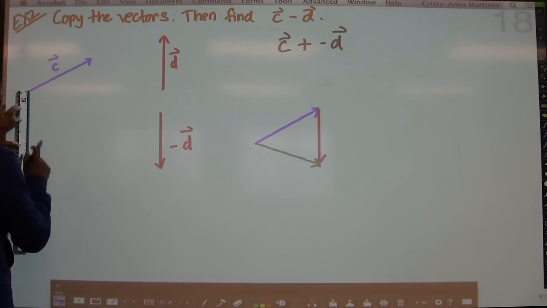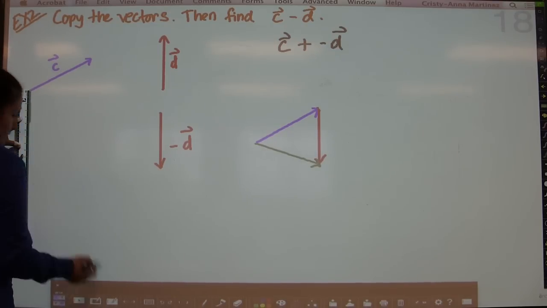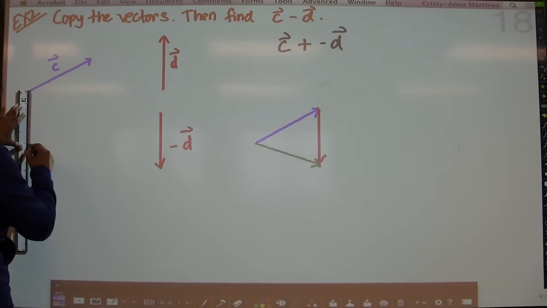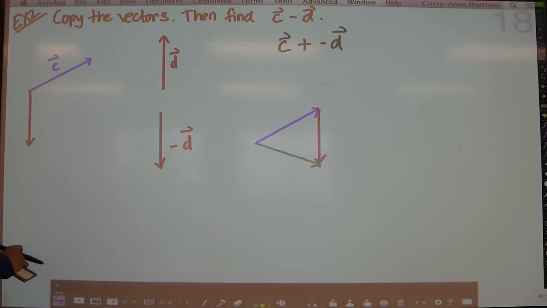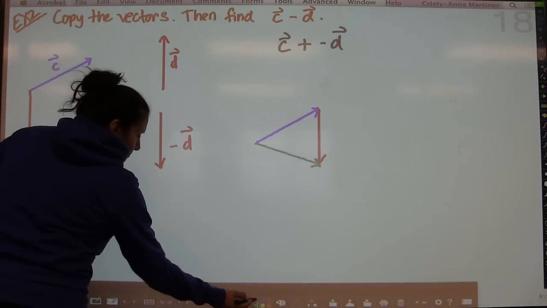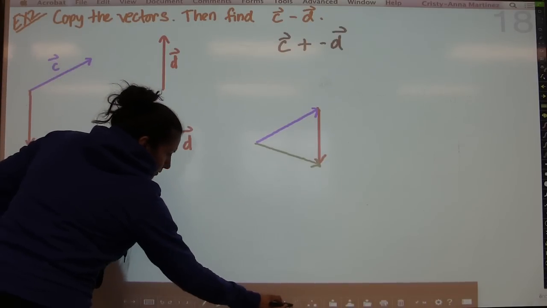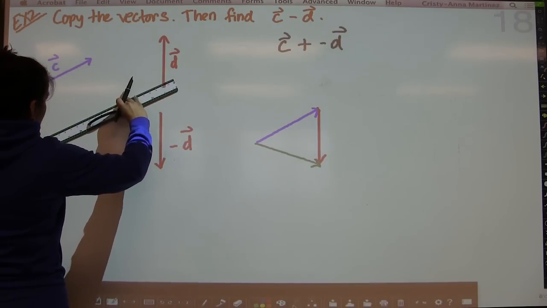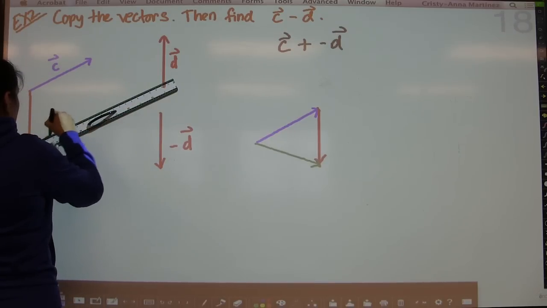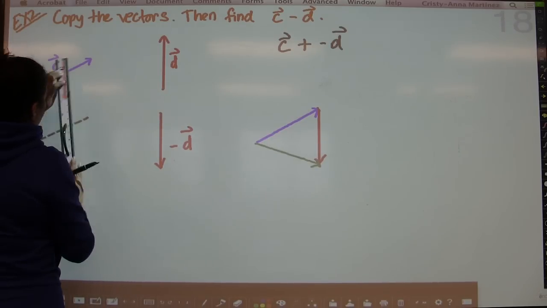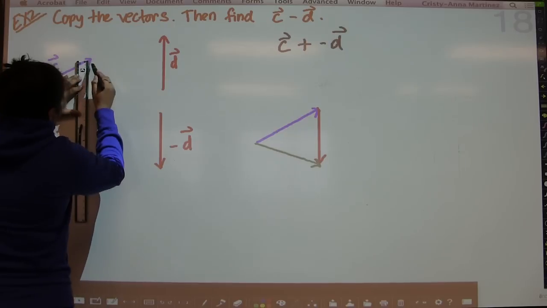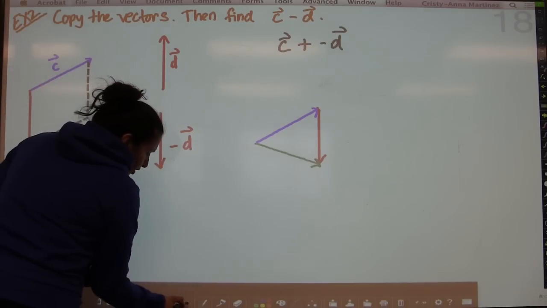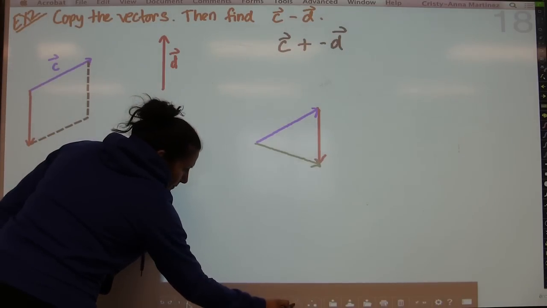We said it was about 8, right? So we're going to go, oops, wrong color. Want to go with the red here. We're going to go about 8 right there. And this time we're going to draw our parallelogram. So to do that, we're just going to go, this is about 10, and then about 8. There's your parallelogram.